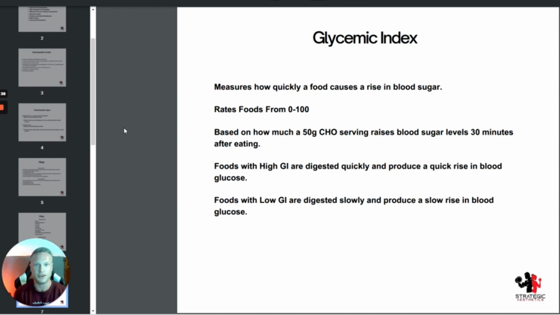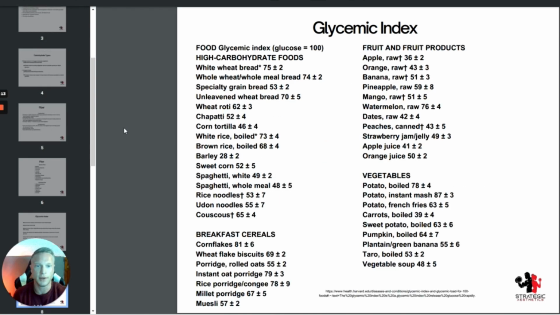So a high GI food is digested very quickly and will produce a quick rise in blood glucose. Foods with low GI are digested slowly and produce a slow rise in blood glucose. High GI foods are like your simple sugars. They're going to be immediately available. Low GI foods take a little bit longer to digest. This is important to know for meal timing later, because we can use these foods later.